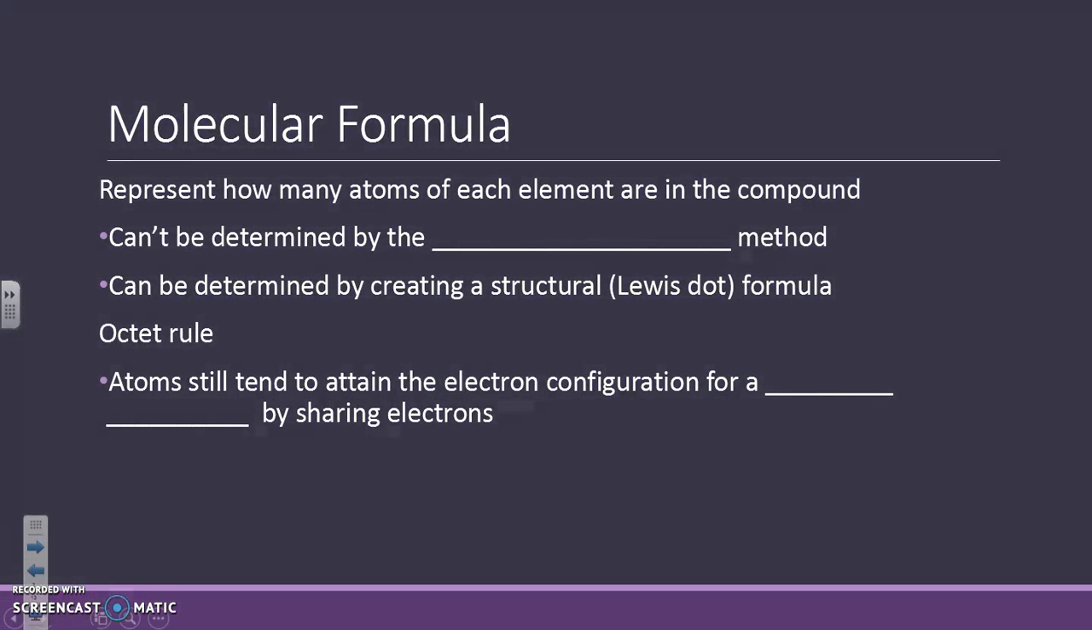All right. A molecular formula, such as C6H12O6, represents how many atoms of each element there are in the compound. And you can't find it by using the crisscross method, right? We can't take ions and cross them down to find the molecular formula, because a molecular formula does not have ions. It's not ionic. All right, we can determine it by creating a structural formula. We call it a Lewis dot or Lewis structure.